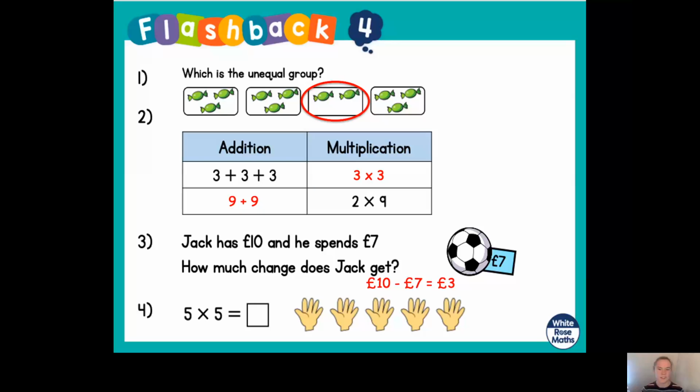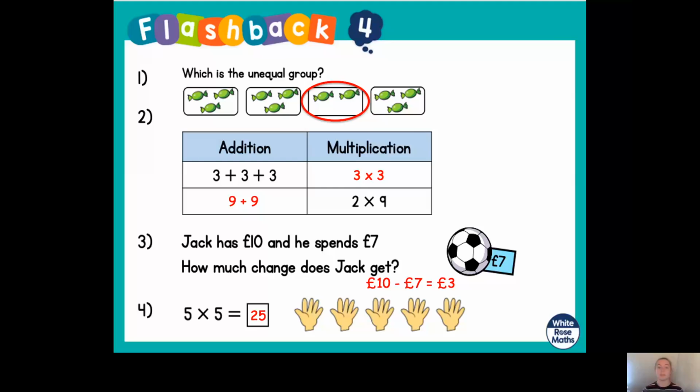Okay, what did you think? Well, he could have 3 £1 coins, couldn't he? Or he could have 1 £2 coin and 1 £1 coin, which makes 3. 2 plus 1 is 3. So well done if you got that right. Number 4, 5 multiplied by 5. Well, let's count together in steps of 5. 5, 10, 15, 20, 25. So the answer is 25. Now, if you wanted to check that, you could count the fingers on the hands, okay? And that would help you check your answer. Brilliant. Well done if you got those right.